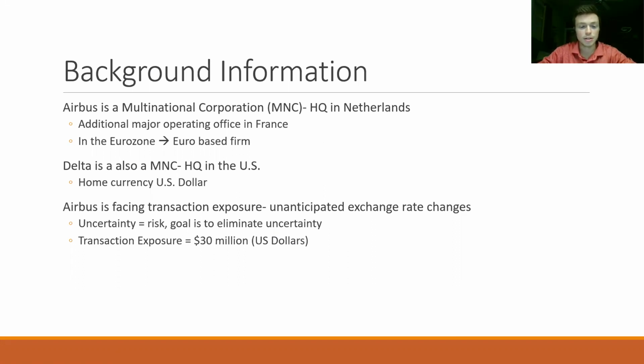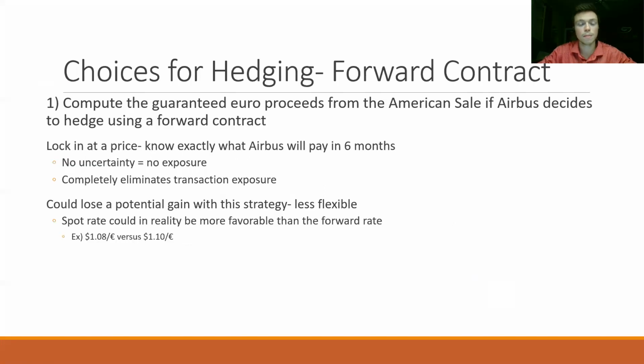So Airbus in this case is facing transaction exposure because they have a transaction receivable denominated in a foreign currency and there's unanticipated exchange rate changes there. So with uncertainty, there's risk, and the goal is to eliminate that uncertainty. In this specific example with Airbus, their transaction exposure is the 30 million US dollars that's, to them, foreign currency denominated. So the first choice here is to hedge using a forward contract.